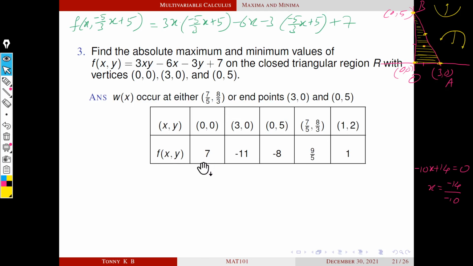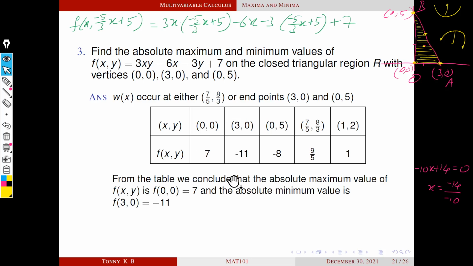And from this table, you can easily find the absolute maximum and absolute minimum. Clear? And from this table, it is clear that the absolute minimum is at 3, 0 and its value is minus 11, and the maximum is 7 at 0, 0. Okay.